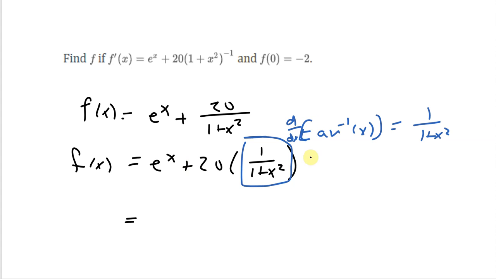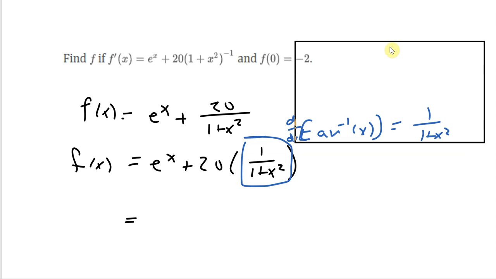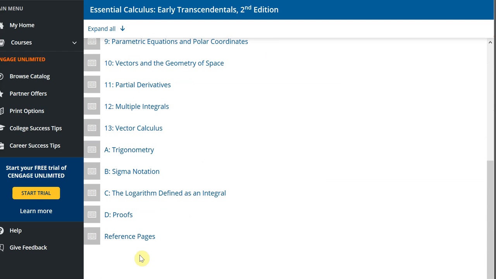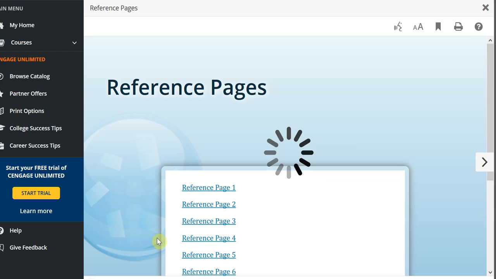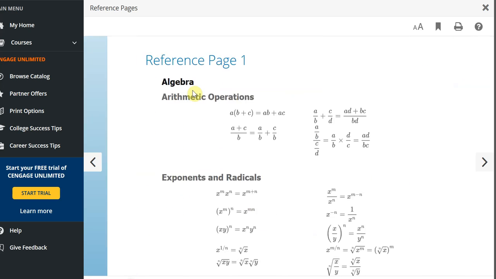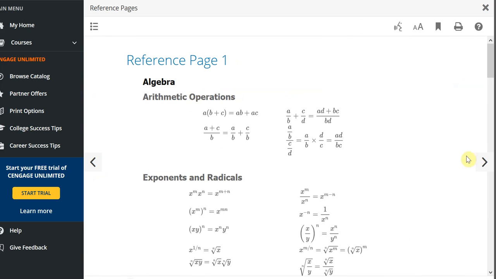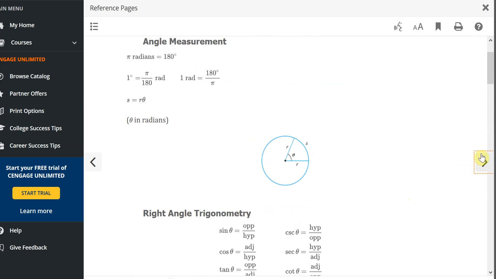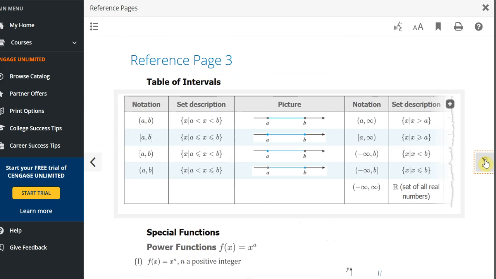Let me see if I can pull that up real quick. Okay, so in your book, if you go to the ebook, go down to the reference pages. Click on reference pages, and I don't know which reference page it is, so let's see, reference page 1. Look, here's a whole bunch of other little things, a bunch of trigonometry stuff back here that you might want to know about.